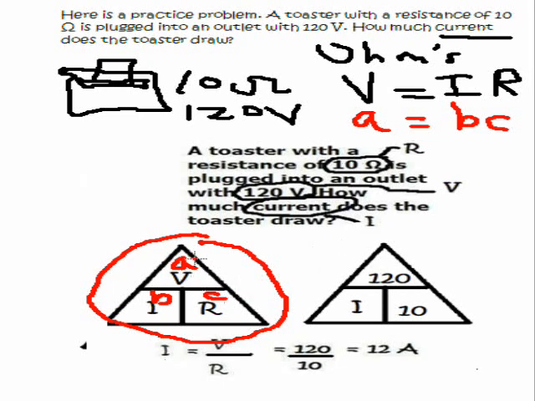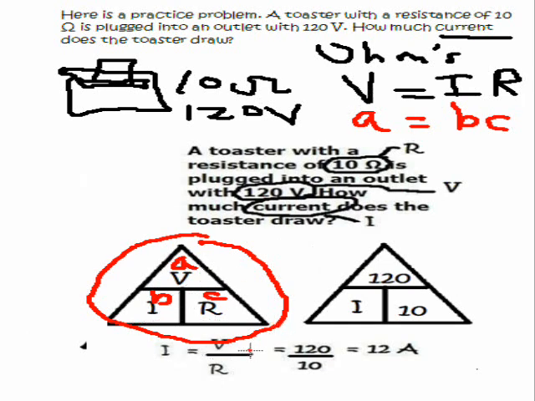Does it matter where they go? Yes. Your variable that's isolated by itself in the equation will always go on top of the triangle, and the other two will go on the bottom in any order. So now we know we can use a math triangle. All we got to do is substitute the letters for A, B, and C. So in this case it would be V, I, and R.